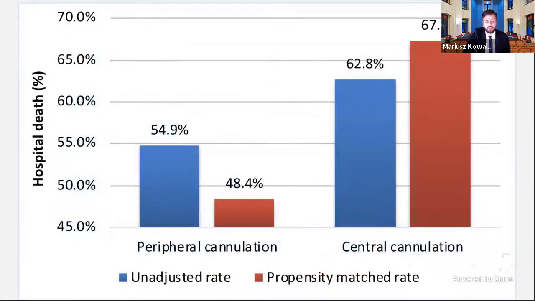On the other hand, though, we were able to determine survival predictors, and among them, the type of cannulation, as described before, peripheral versus central, was associated with lower mortality in both unadjusted and propensity scored matched statistical models.